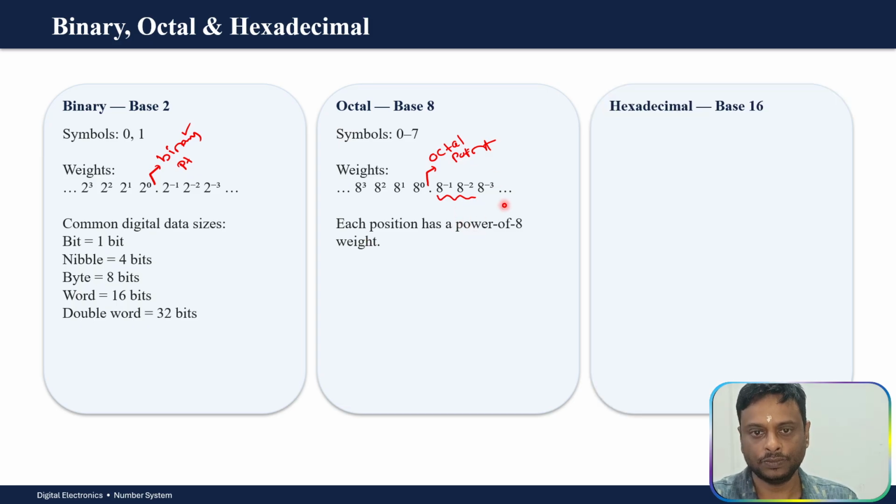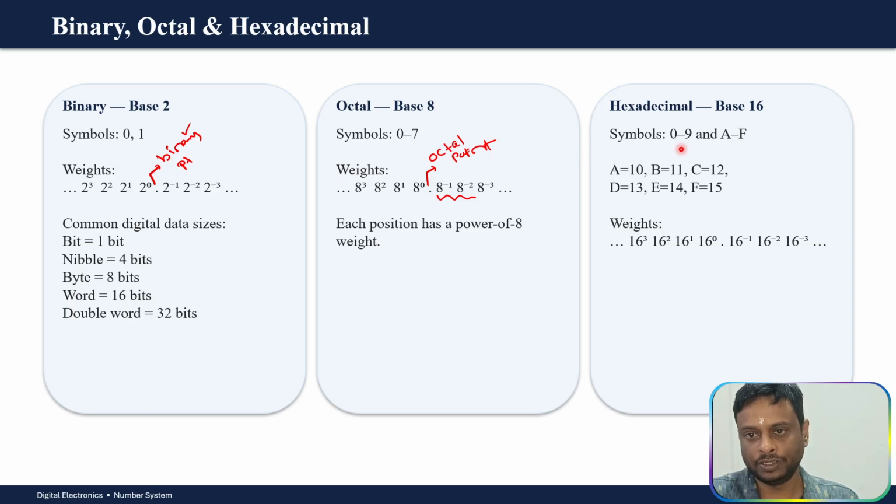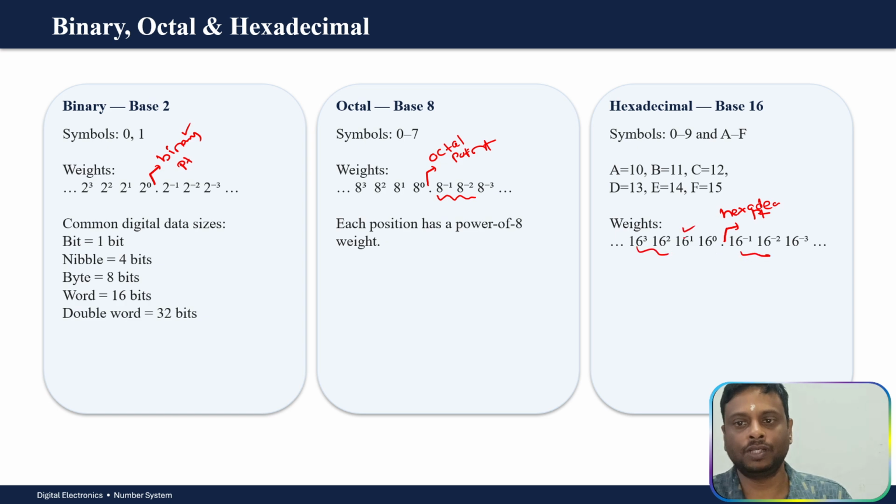The last one is the hexadecimal, or base 16. In this case, the symbols used are 0 to 9, then A to F. As I have told you, A is your 10, B is your 11, C is your 12 in decimal, D is your 13, E is your 14, and F is your 15. These are the decimal numbers. So weights are, you can see, the base here is 16. This point is known as the hexadecimal point. So these are the weights of that hexadecimal number system.